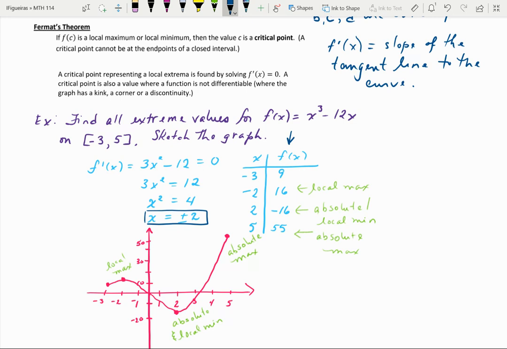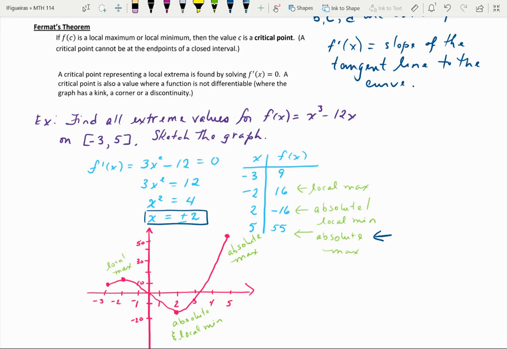When I look at all of the values collectively, the largest value overall is 55. So therefore, that is an absolute maximum. And I know it's an absolute because there's nothing bigger than it. And it can't be local because 5 is at the end of the interval.